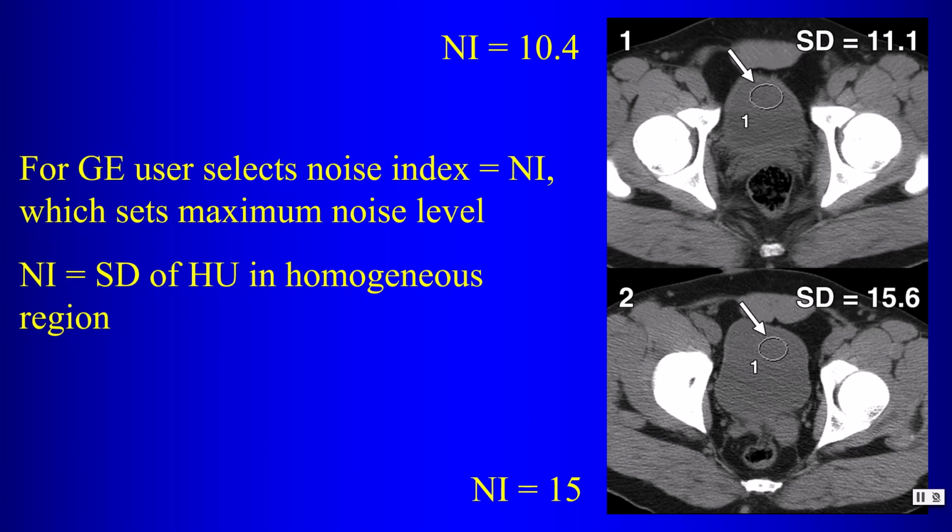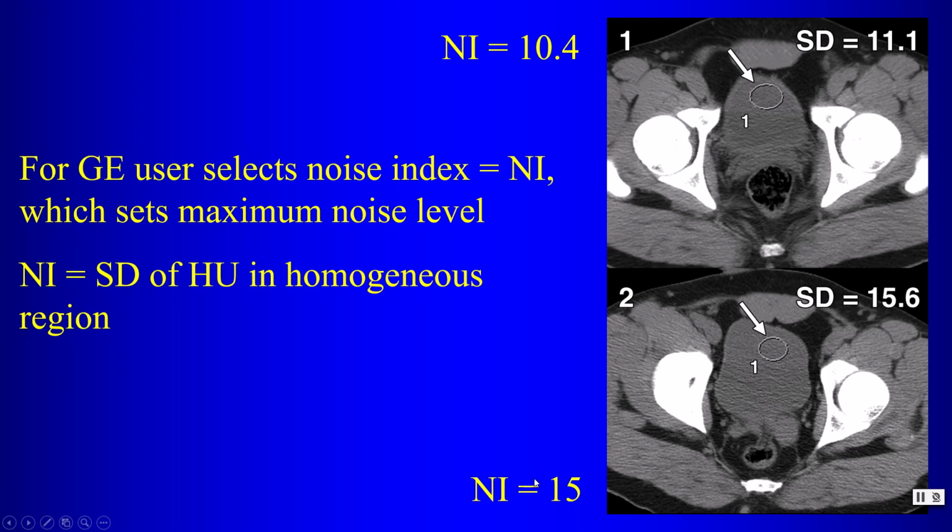What we do on GE types of scanners when we're trying to adjust image quality for the particular protocols is we select this parameter, which is called the noise index, and that sets a maximum noise level for our protocol. Think of the noise index as a standard deviation of Hounsfield units in a homogeneous region. In this image, these are two separate CT scans. In this particular scan, the noise index was set to 10. So when we look at the standard deviation of the fluid within the bladder, it's about 11.